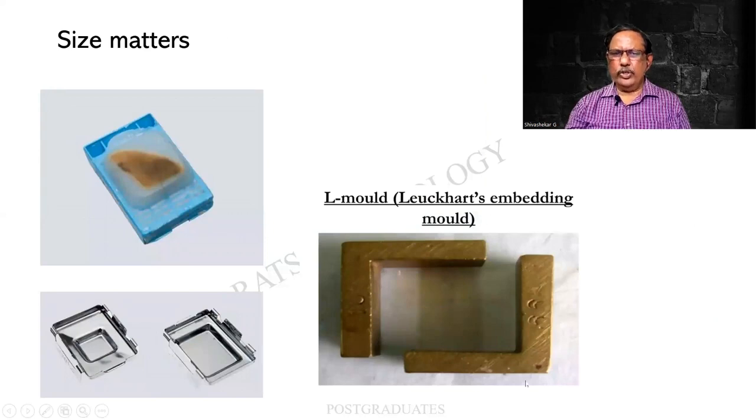These are the L molds, usually made up of brass. Nowadays, we are having other alloys, such as aluminium and so on. And this is a block. The tissue block is over here that has been prepared from this one, and it is fixed onto the block holder. This will get attached to the microtome, and sections are being cut.